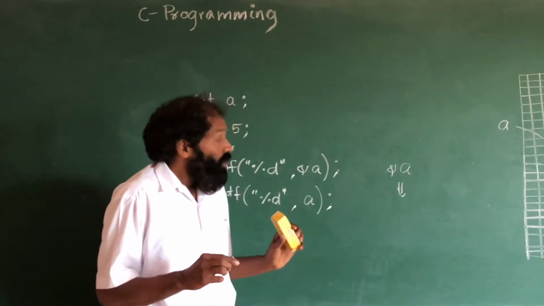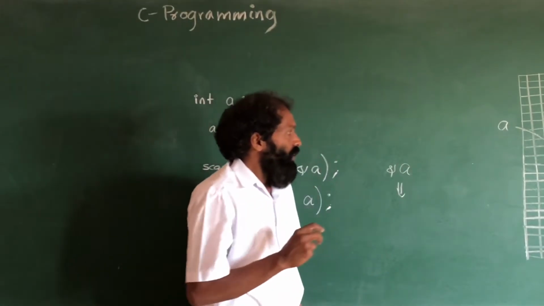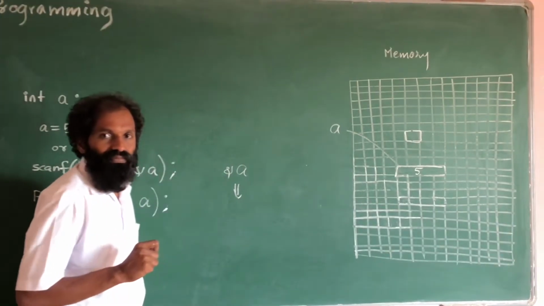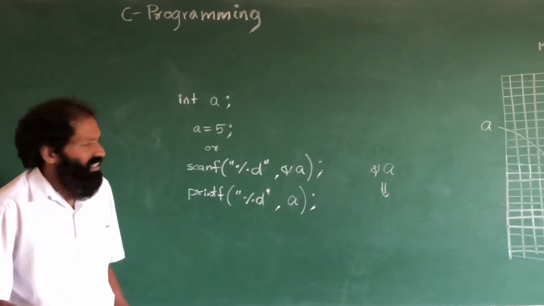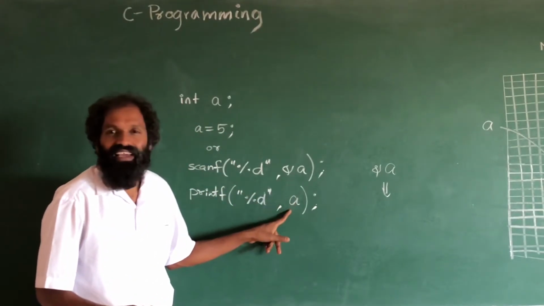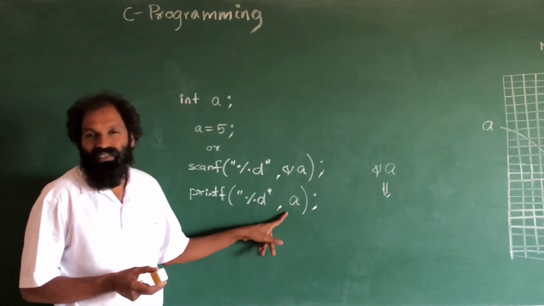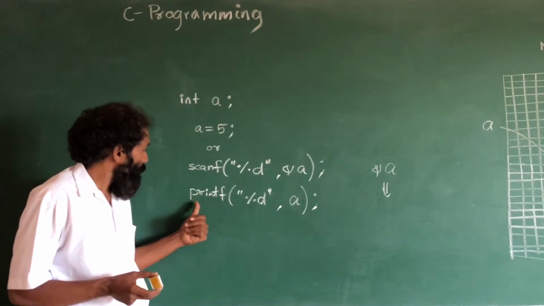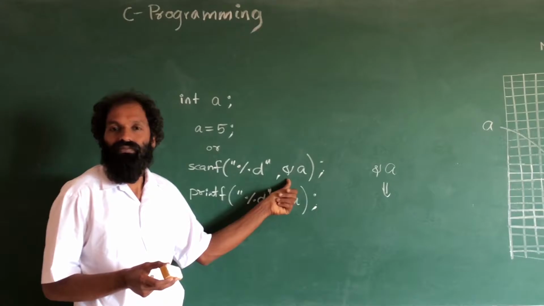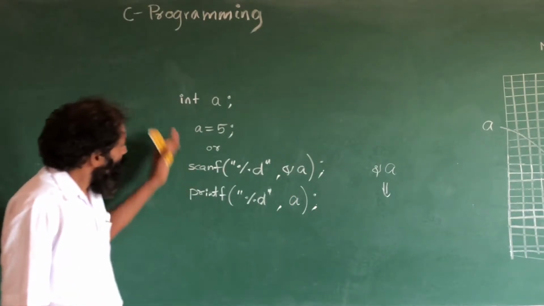The thing is, to store what you tell, to give a value, ampersand is required. To take it is not required. To display on screen, here A's value is 5. If you write only A, it will be displayed on screen. So no need for ampersand here. In the printf it is not necessary. In the scanf we have to give it. Okay, fine. This is the simple way.